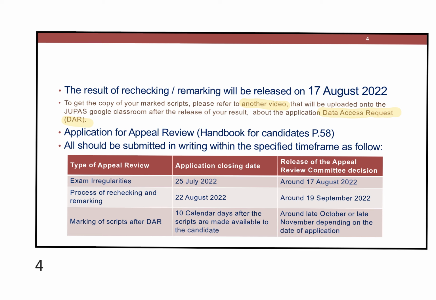Usually, you can get the photocopy of your script by late September. You can also view the marks awarded by the markers. Another video regarding the procedure of Data Access Request will be uploaded onto the JUPAS Google Classroom after you have received your DSE results. If you want to appeal for reviewing your scripts after getting back the copy of your scripts, please note and mark down the various application deadlines and the dates of release of review results.